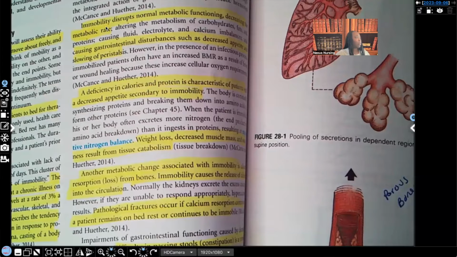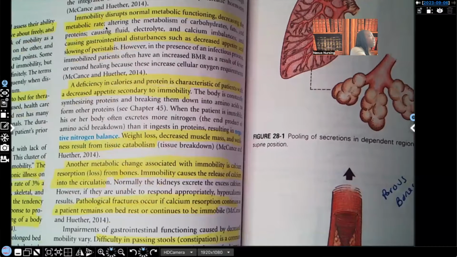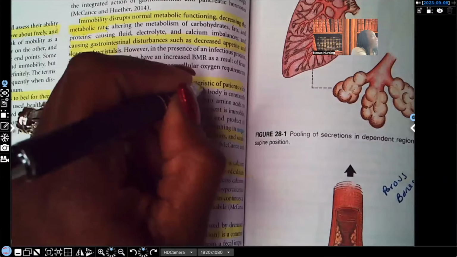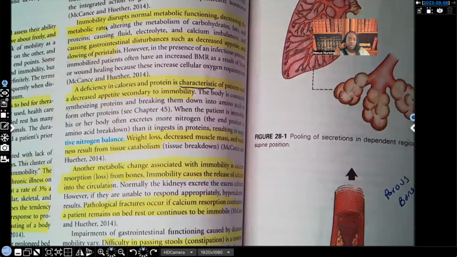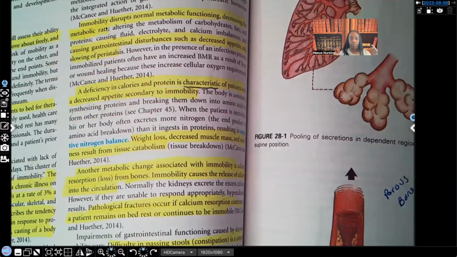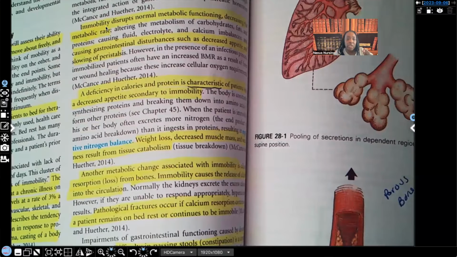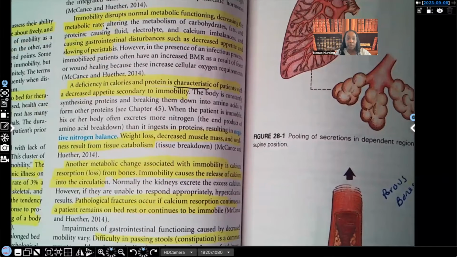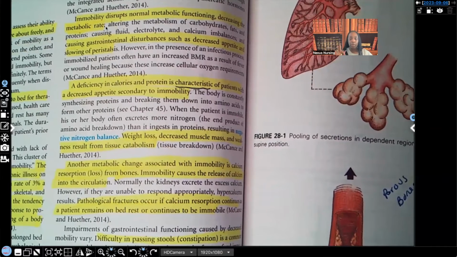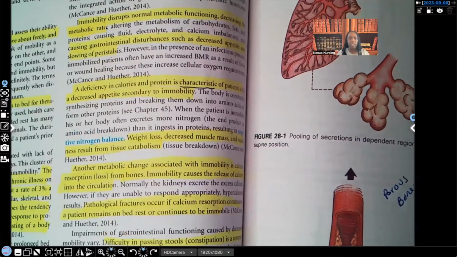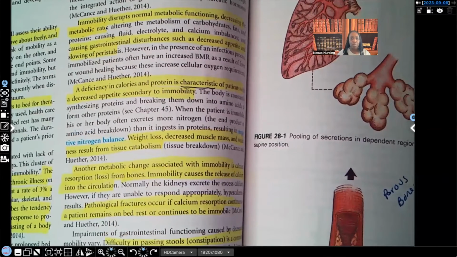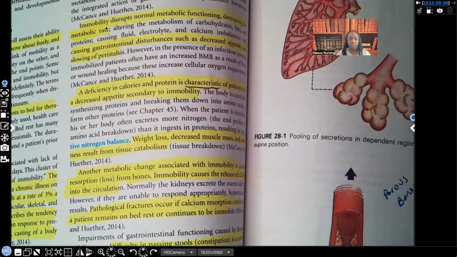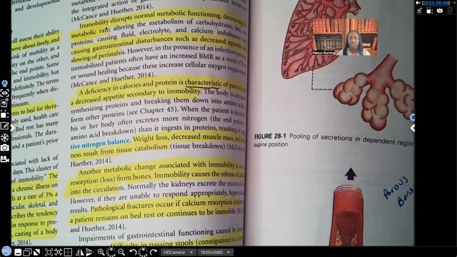And I didn't underline that word characteristic, but that's also a key word. You need to pay attention when you're studying. If you see that word characteristic, red flag should be going off, okay? A deficiency in calories and protein is characteristic of patients with decreased appetite secondary to immobility. That makes sense. I want you to think about it. The patient who is immobile, they're not moving the way that they're supposed to be moving. They tend to have a decreased appetite.